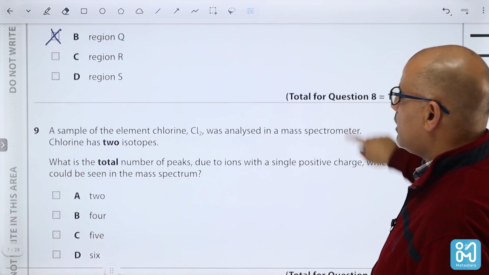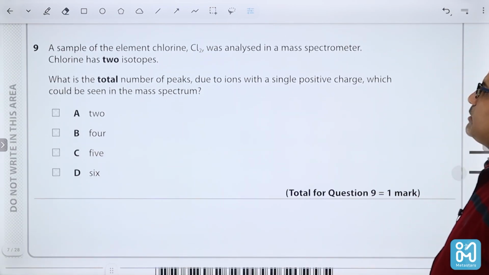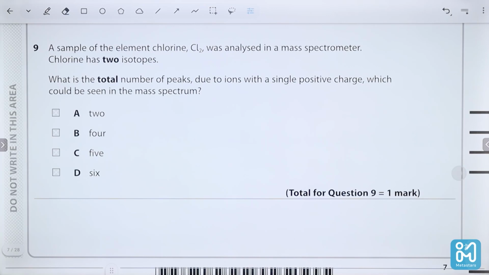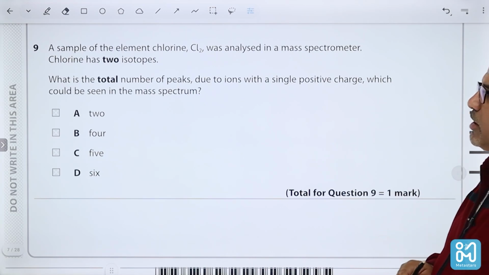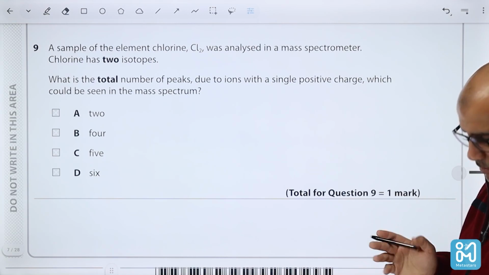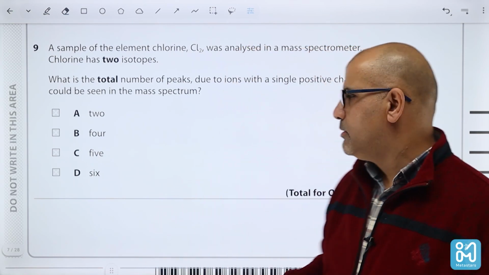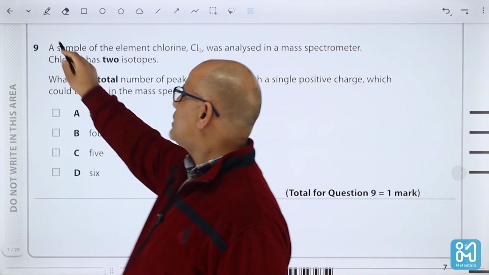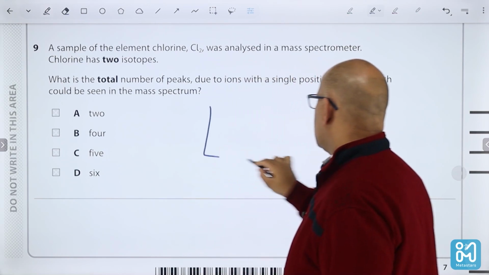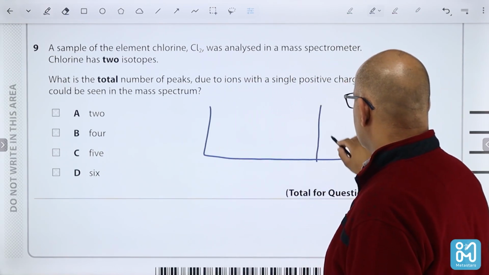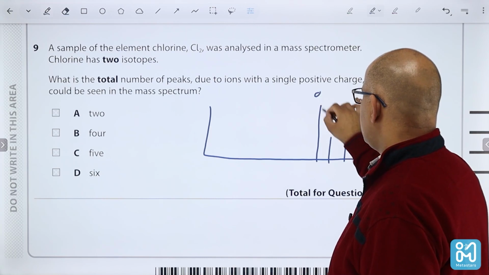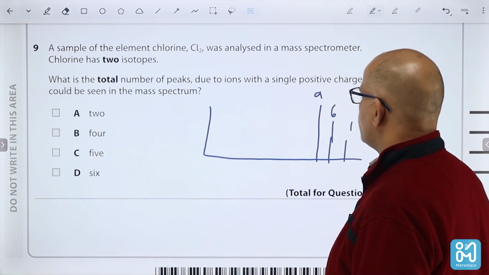Now, a sample of the element chlorine was analyzed in the mass spectrometer. Chlorine has 2 isotopes. What is the total number of peaks due to the ions with a single positive charge which could be seen in the mass spectrometer? You know, for chlorine we have 2 isotopes, and in the mass spectrum of chlorine we have the molecular peaks in the ratio 9 to 6 to 1. That's 9 to 6 to 1.